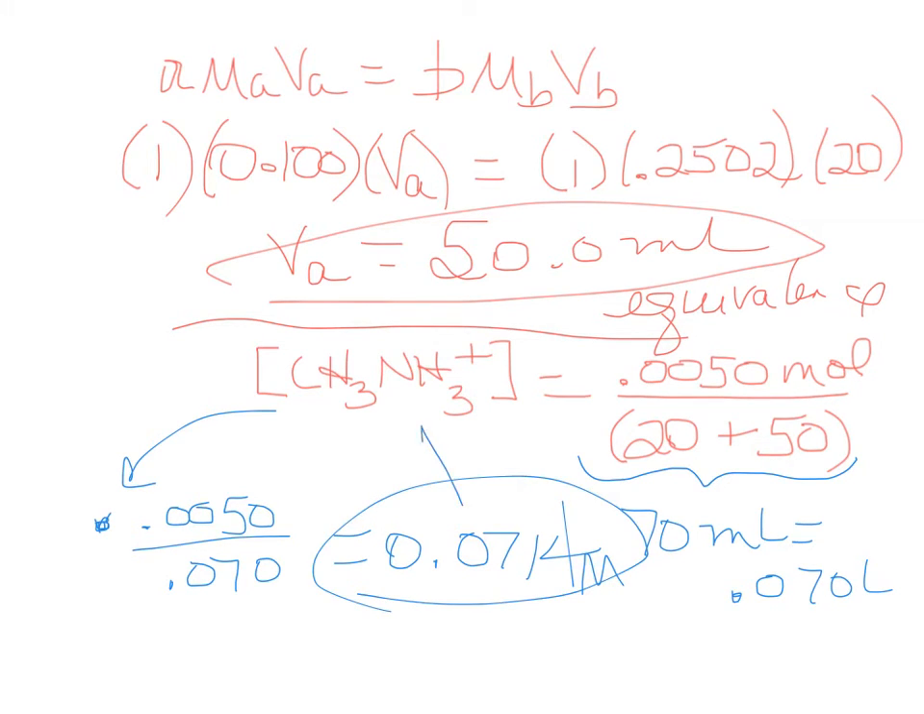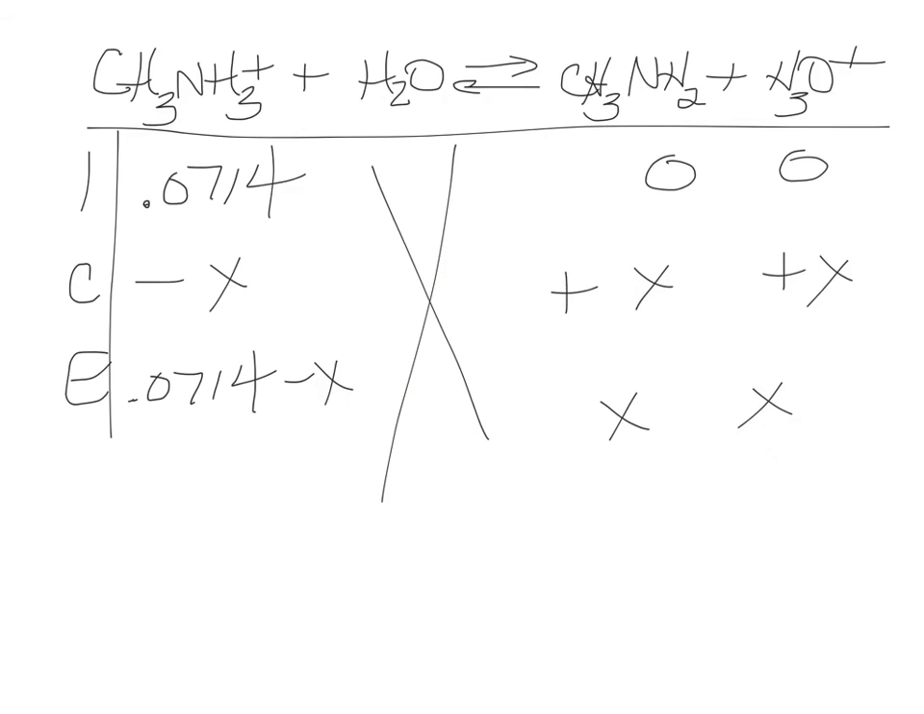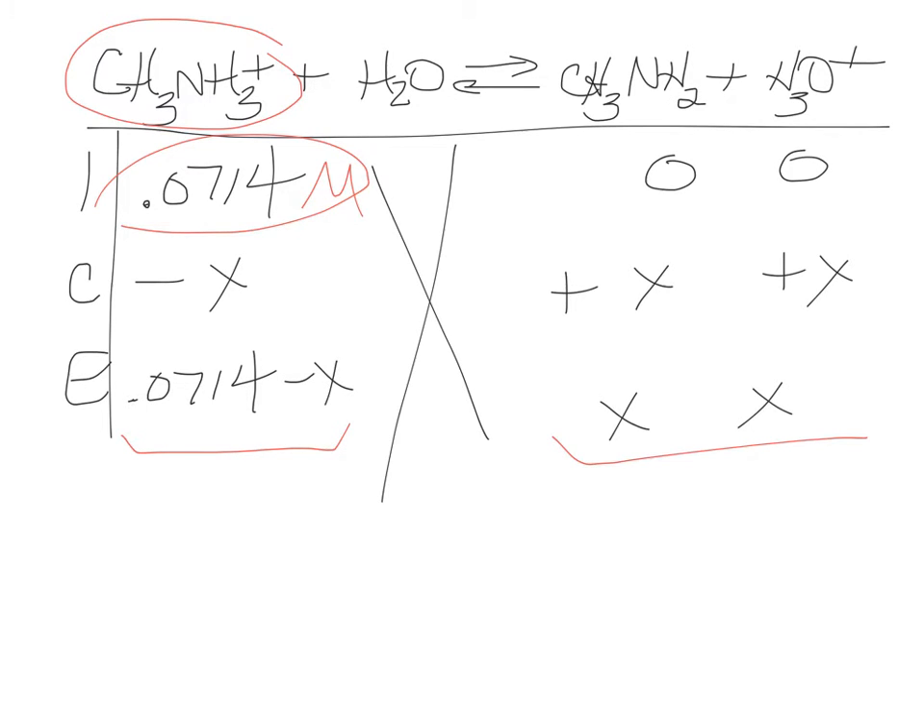All right, so now we can go back to our ICE table. This is the original concentration of conjugate acid. Remember, all we're dealing with at this point is equilibrium of a weak acid. So we set up our ICE table. We just calculated on the last slide that the initial concentration is 0.0714 molar. No surprises here. And since this is an acid, we need Ka.